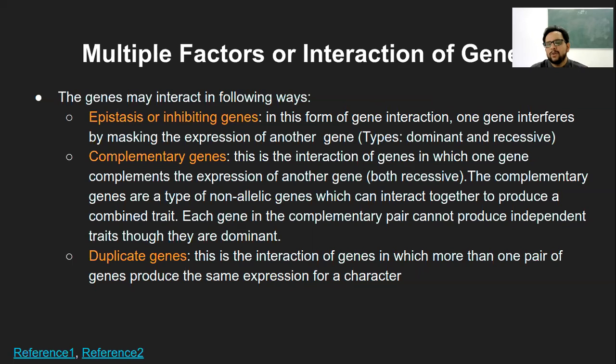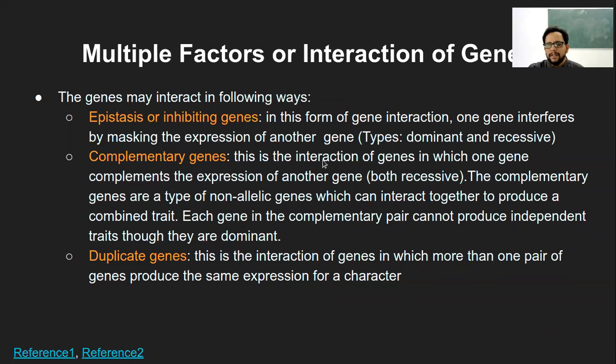We will see how exactly it happens with a few examples in epistasis. There can be two types: dominant epistasis and recessive epistasis. That means the gene which is masking the expression of the other will have either a dominant or recessive epistasis phenomenon. Then the second one is the complementary one. Like I said, we will see the examples as well as a little bit more detail in the subsequent slides, but here I am just giving you a brief of it.